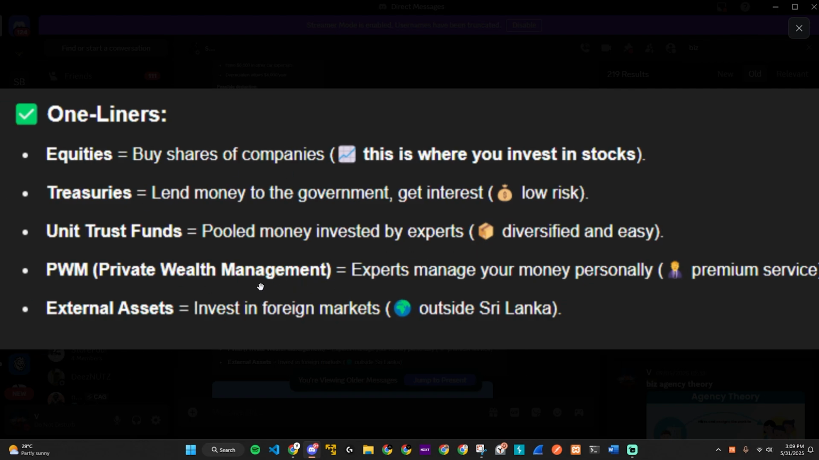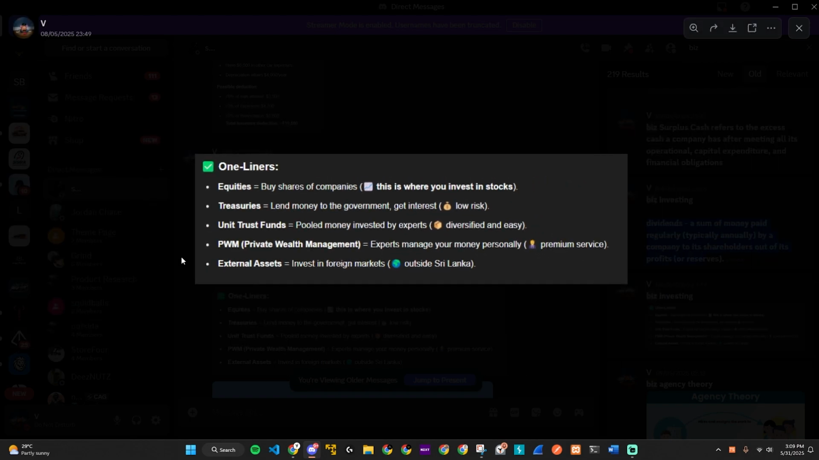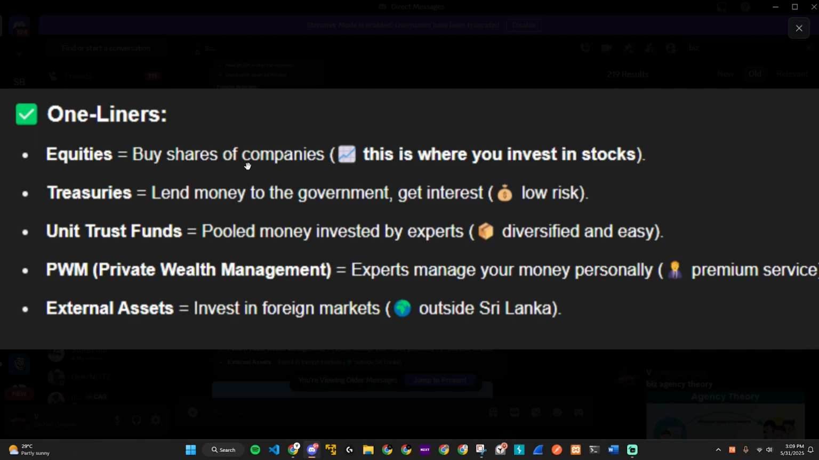Equities, treasuries, unit funds, private wealth management, external assets. So as you can see, where you invest in stocks and money to government, get interest, which is low risk. That's bonds. Pooled money invested by experts, diversified and easy. Experts manage your money personally as a premium service. Invest in foreign markets outside Sri Lanka.